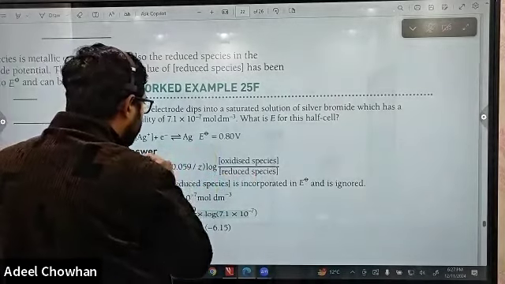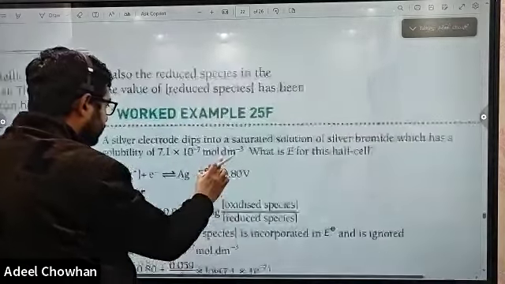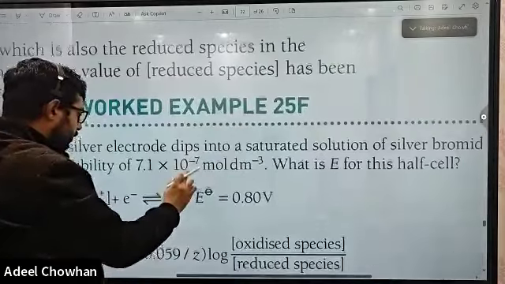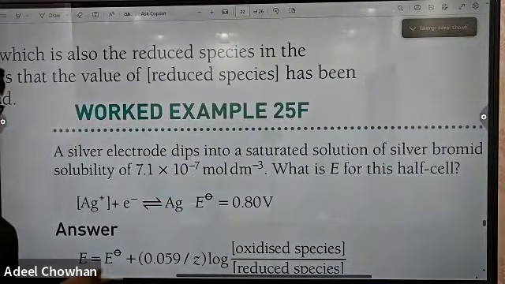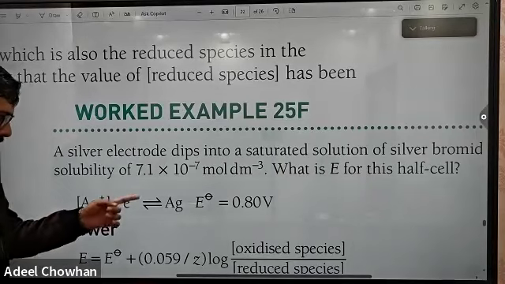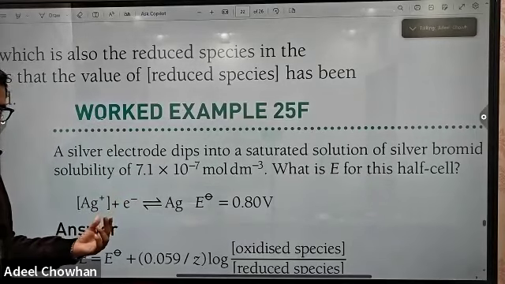Now which of these two is the oxidized and which is the reduced species? Share, first you give me the answer, then Adila you. Which silver, left or right?